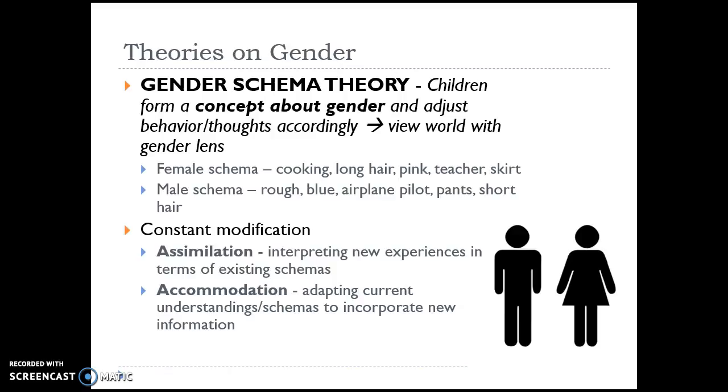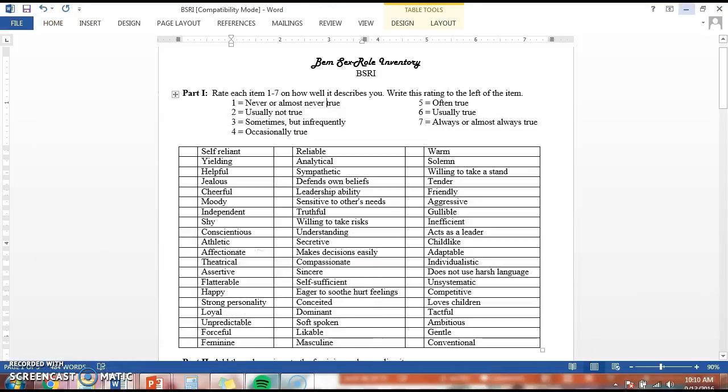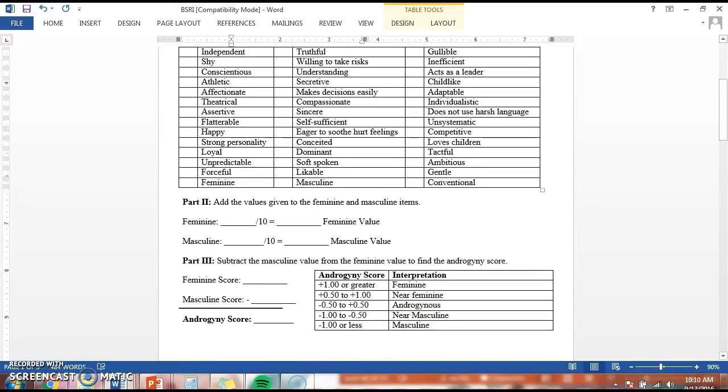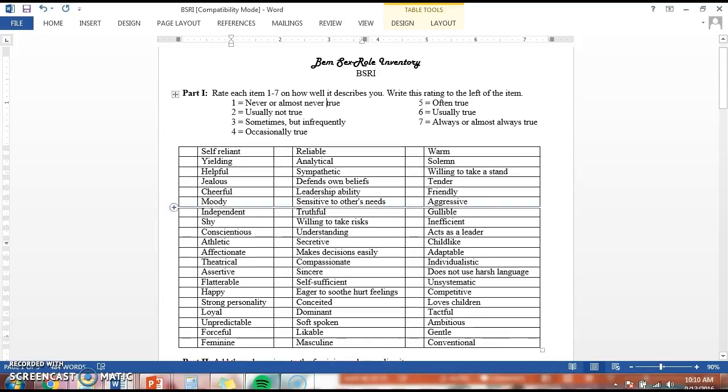All right, so you guys are done with the notes. Woohoo! The last thing you need to do today before you go is to fill out the BEM sex role inventory. So let me pull that up on my computer. Okay, so you should have something that looks like this in front of you. It does have a bottom. You are not going to be doing parts 2 and 3 today. You need more information to do those parts. So all you're doing today is just part 1.